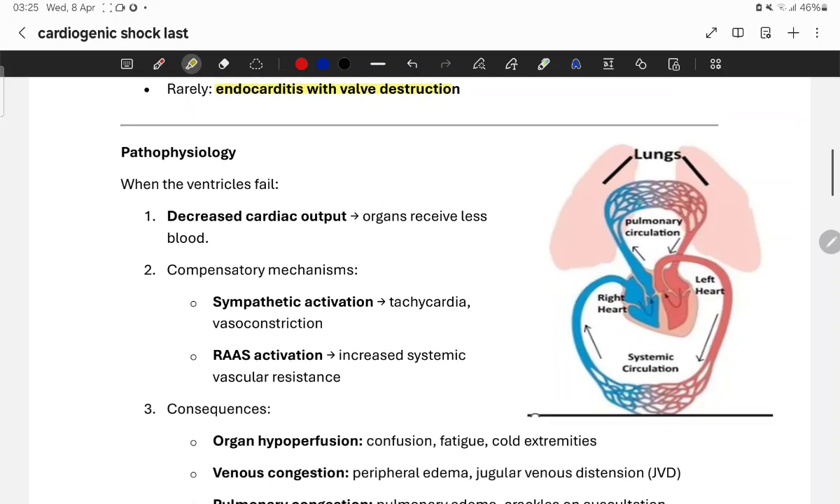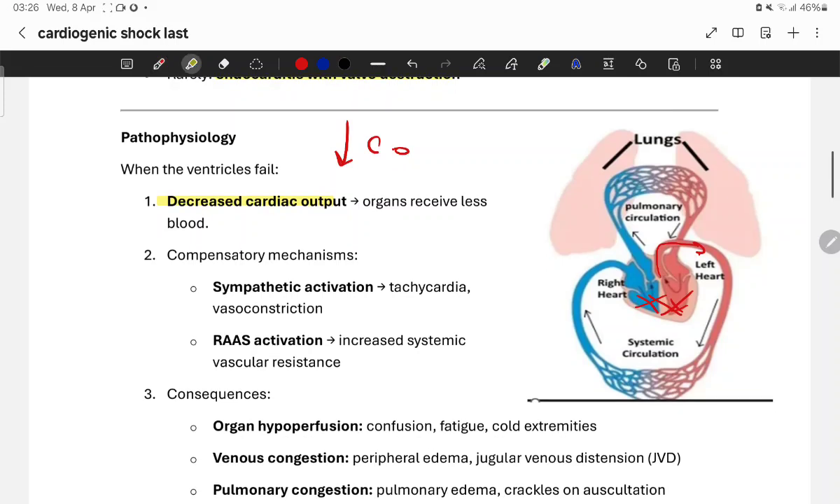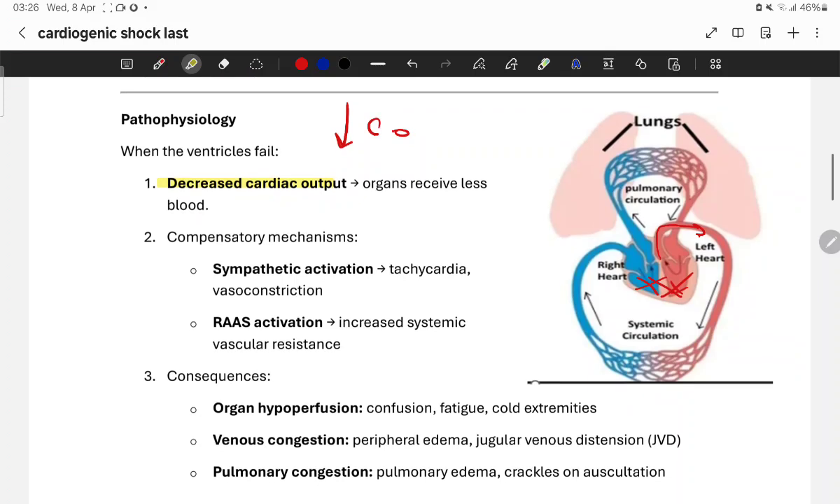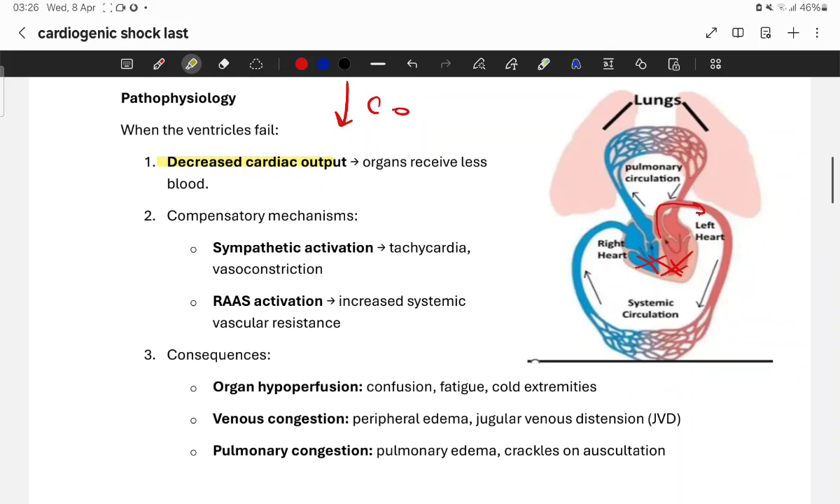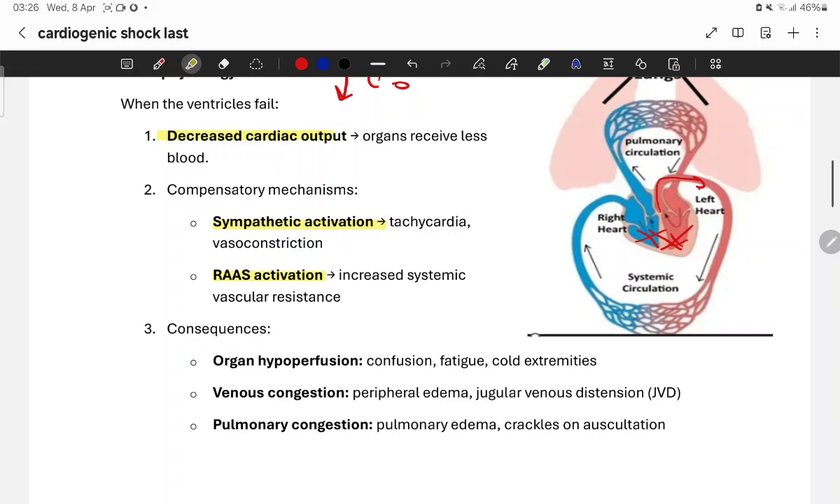What is our pathophysiology? Our pathophysiology is mainly ventricular dysfunction, systolic or diastolic dysfunction, meaning that not enough cardiac output is present, so decreased cardiac output, leading to low organ perfusion. What is our compensatory mechanism? Our body will try to compensate by activating the sympathetic nervous system, leading to systemic vasoconstriction and increasing the systemic vascular resistance.